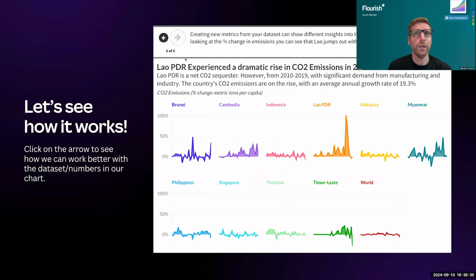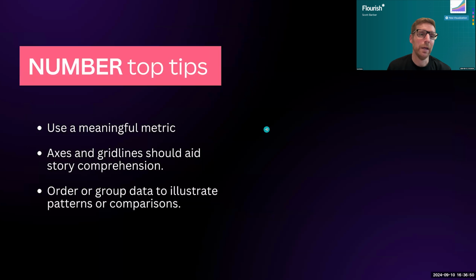And then finally, talking about metric, here we've transformed it into a year-on-year change, and you can see we potentially get very different story points out of here. So just make sure we're using the right metric for the story point we want to tell. Okay, so numbers top tip: use the right metric, make sure your axes and grid lines all help you read the chart. Sometimes you might want to take some away, might want to add things in, and then use the order and grouping of the data to best illustrate your story.